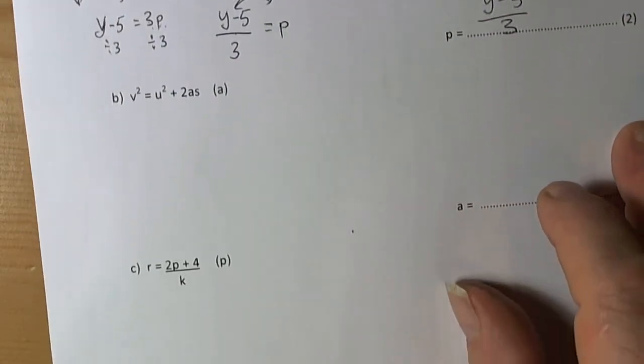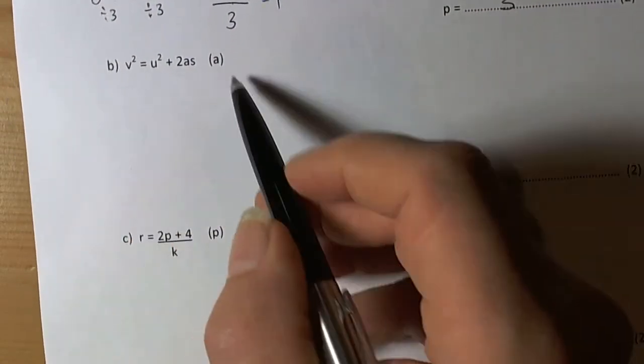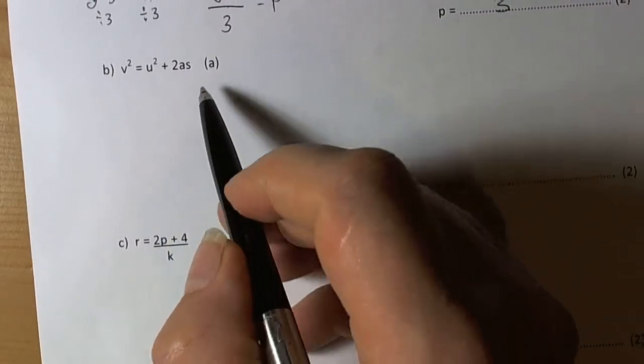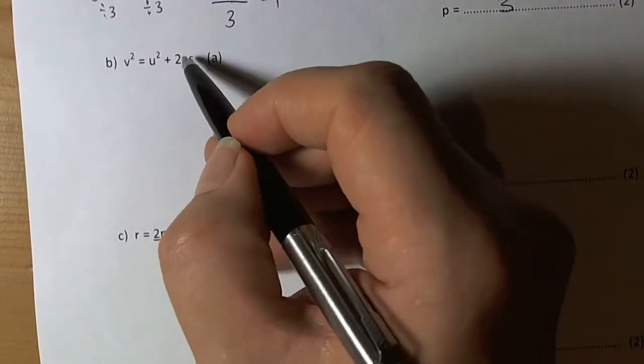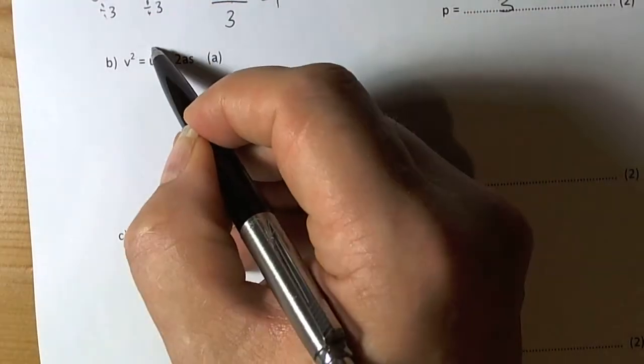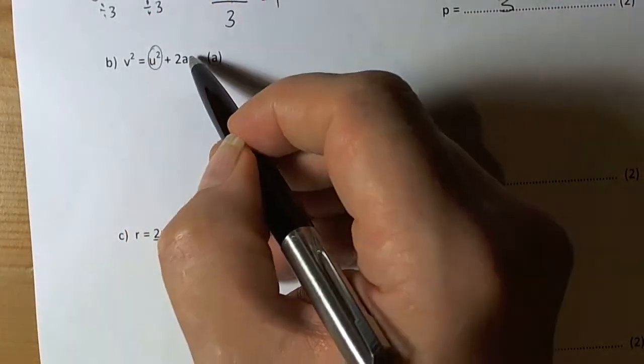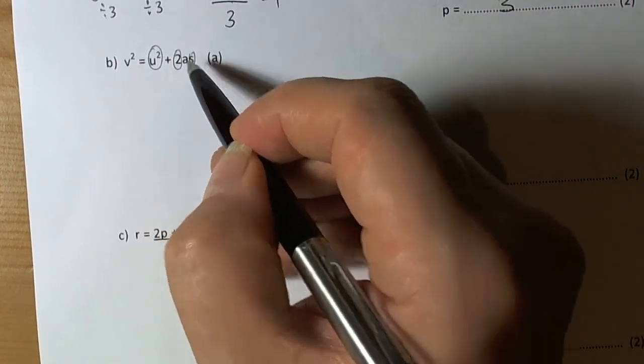Okay. Now this one's slightly more complicated, but it's still just going to follow some simple rules. We want a as the subject, so in other words we want a equals. The a is there, so the things I need to move are the u squared, the 2, and the s.